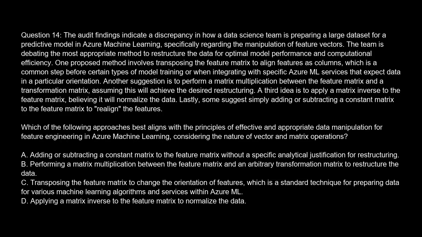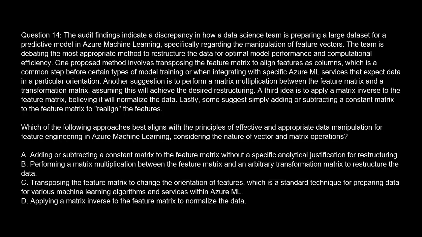Another suggestion is to perform a matrix multiplication between the feature matrix and a transformation matrix, assuming this will achieve the desired restructuring. A third idea is to apply a matrix inverse to the feature matrix, believing it will normalize the data. Lastly, some suggest simply adding or subtracting a constant matrix to the feature matrix to realign the features. Which of the following approaches best aligns with the principles of effective and appropriate data manipulation for feature engineering in Azure Machine Learning, considering the nature of vector and matrix operations?